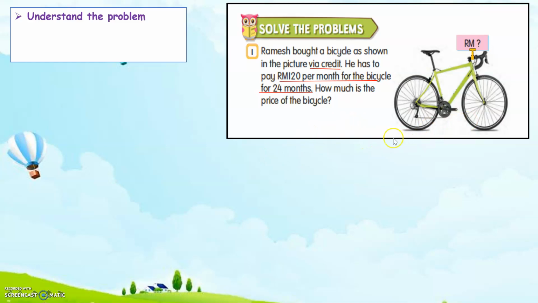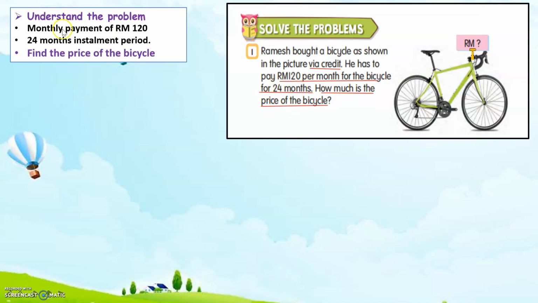The question is, how much is the price of the bicycle? They asked the price of the bicycle after 2 years once he paid all the money. Monthly payment is 120 ringgit. He should pay for 24 months, and in this situation we should find the price of the bicycle.